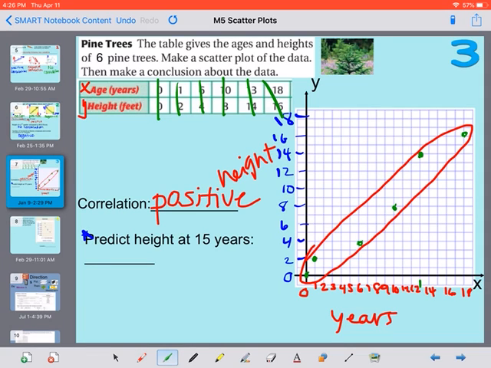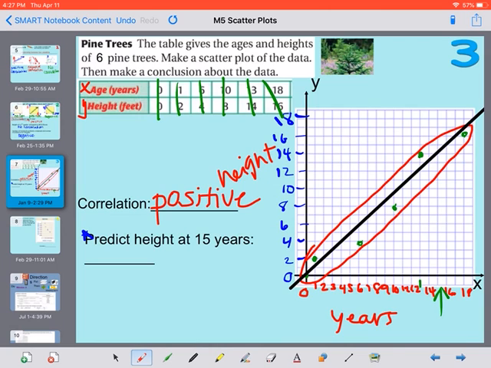And then it says predict the height at 15 years. So 15 years would be right there. In order to predict the height, I circled the points, and I'm going to draw a line straight through that circle, cutting that circle in half. It might go through a point or two, and it might not. That's okay. But that line generally makes up the data.